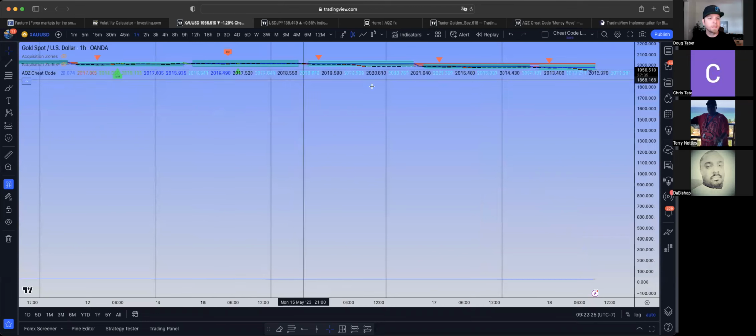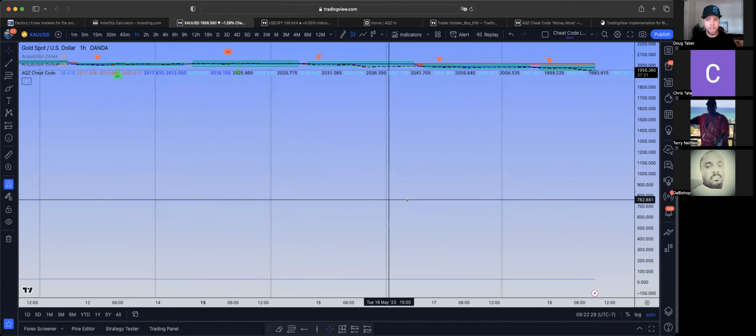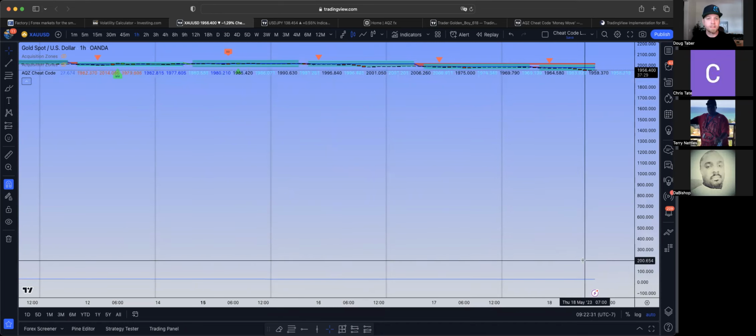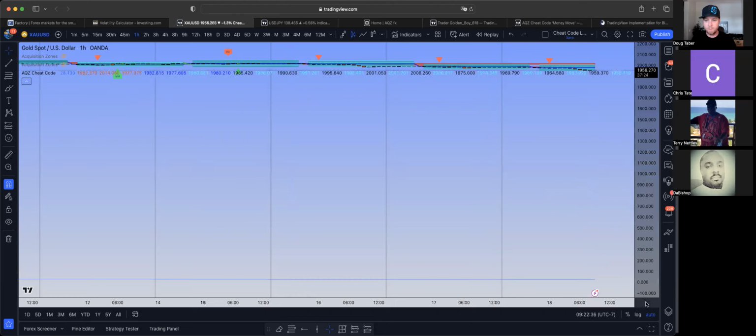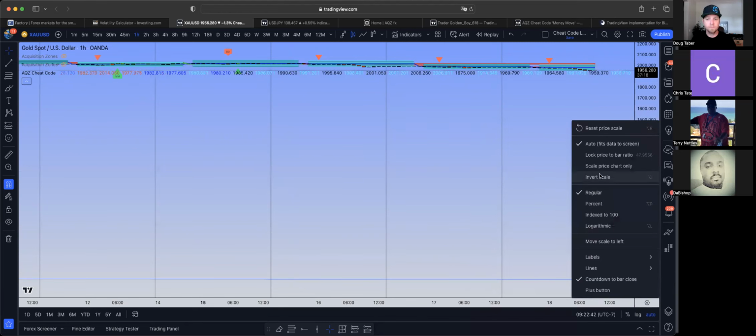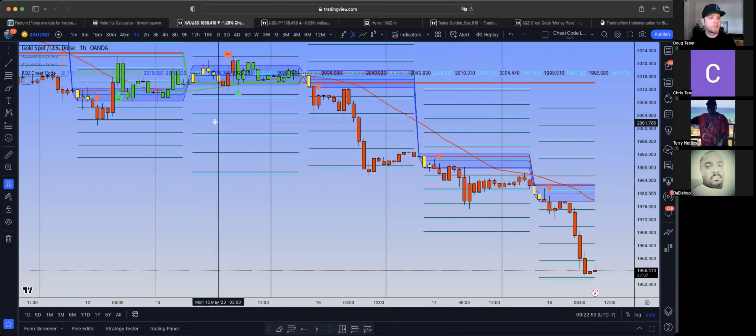Your chart may look like this at first. To fix the look of this, go to the bottom right corner of your chart. There's a gear setting here. You want to scale the price chart only. So click that, boom, scale the price chart only.